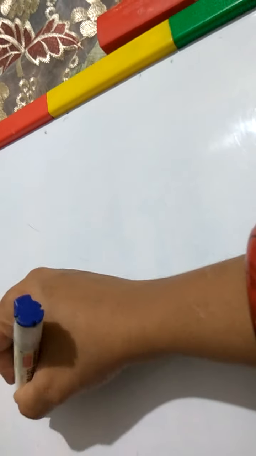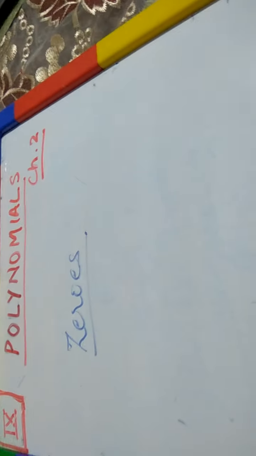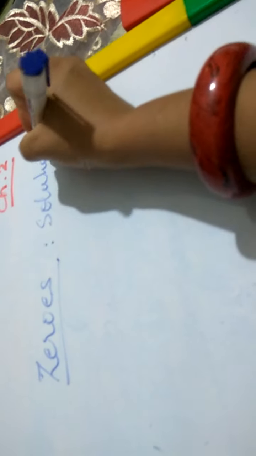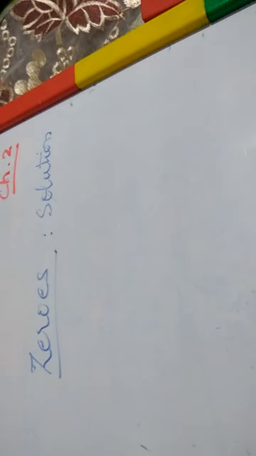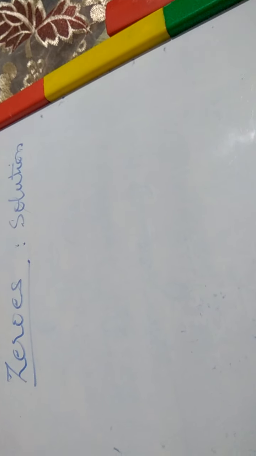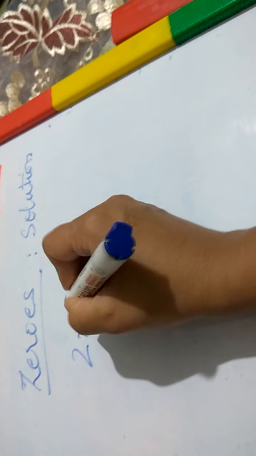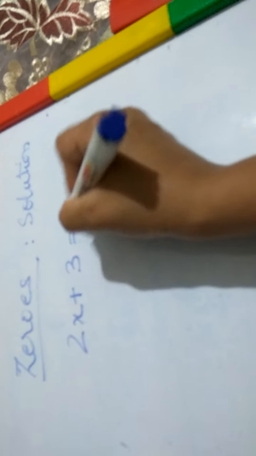Now we come to the zeros of the polynomial. This is very important. There are various questions based on zeros. Zero simply means the solution of an equation. And what does solution mean? It means that value of the variable which satisfies the equation. These are called zeros. Like if I have a polynomial 2x plus 3 equal to 0.